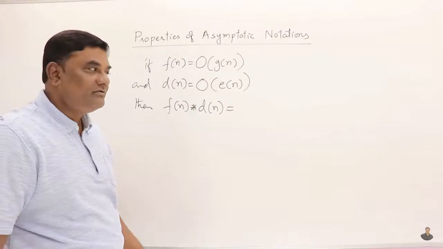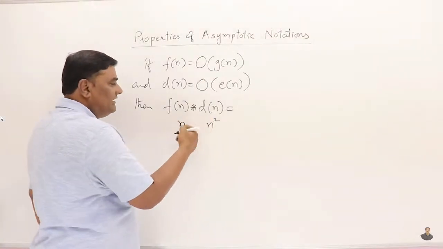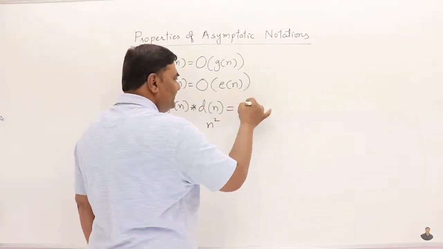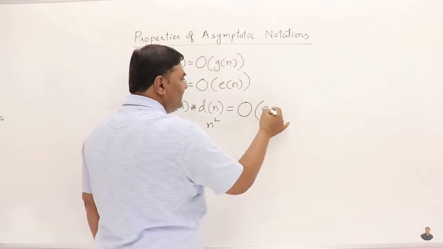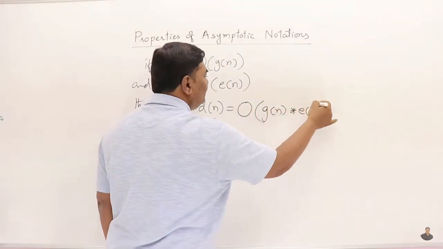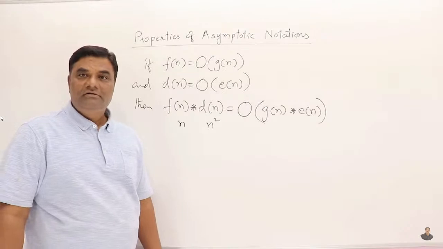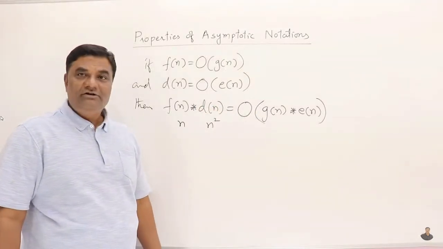They are multiplied. So directly I will write, suppose this is n and this is n square, then the product will give you n cube. So yes, this is big O of the product of these notations, g of n into e of n. This will be equal to big O of g of n into e of n.